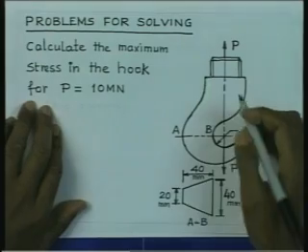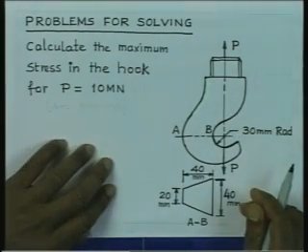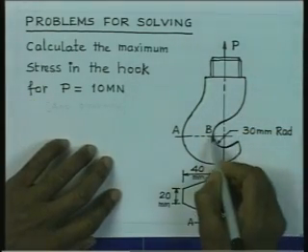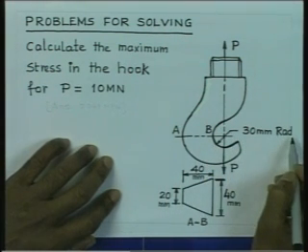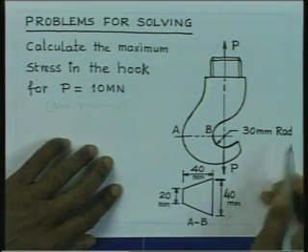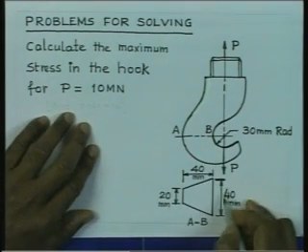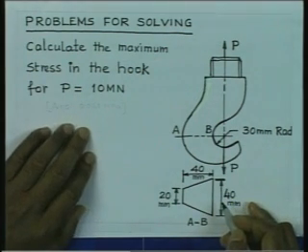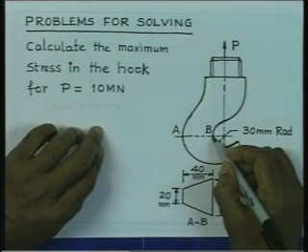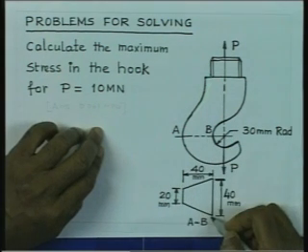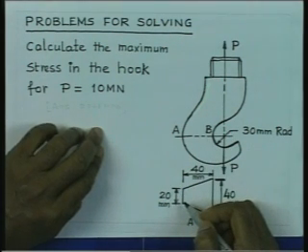I would like you to consider certain problems for solving. You can look into a problem of this type. You have a crane hook, the dimensions of which are shown, there is a radius here which is just 30 millimeter, and this cross sectional area at AB is trapezoidal. Generally, in this construction you will find that the larger width is going to be at the inner radius. So, therefore, you have 40 here and 20 at this side.